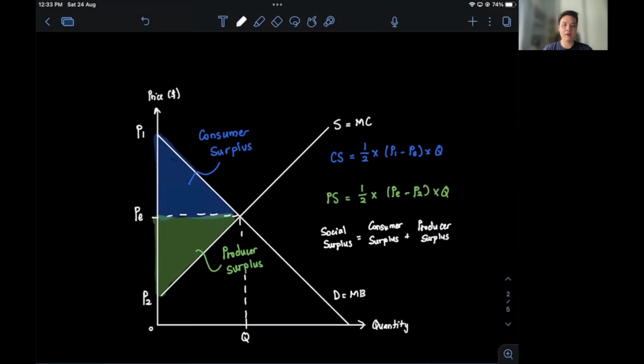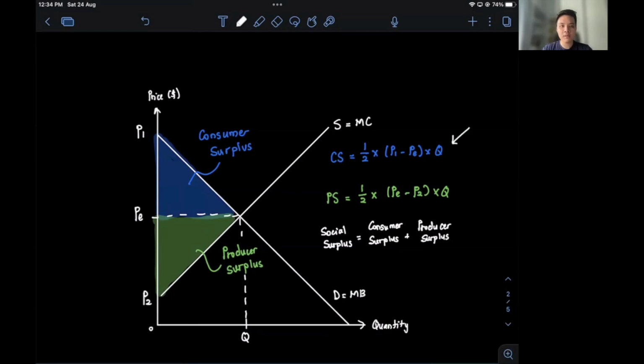Consumer surplus is reflected in this diagram as the shaded area under the demand curve and above the market equilibrium price. So this is reflected in the diagram as this blue shaded area. To calculate consumer surplus, we find the area of the shaded triangle with this formula over here.